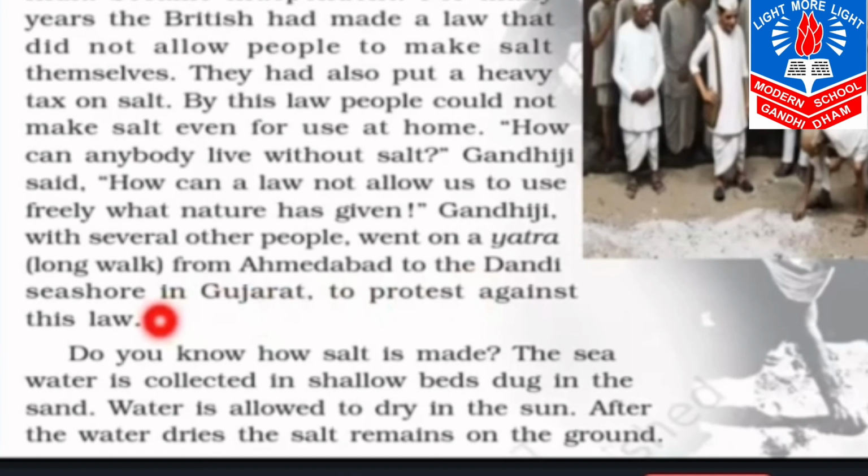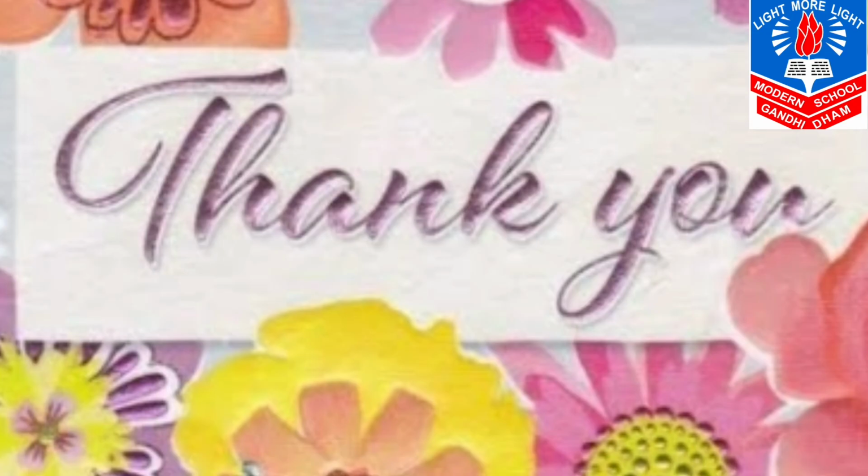Let me give you one example that in our Kutch, you might have seen, salt is produced in large quantity. Why? Because we have sea coast areas. When it dries, you can find the production of salt over there. So with this, we have completed our topic. In the next session, we will continue with our new chapter. Thank you.